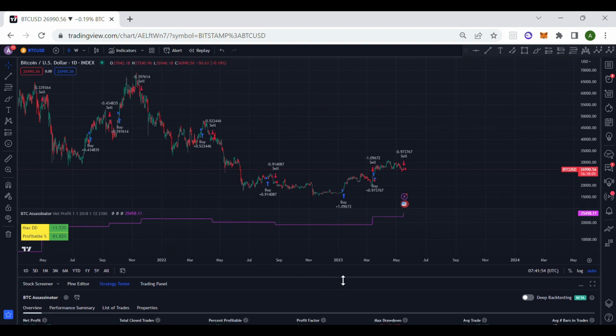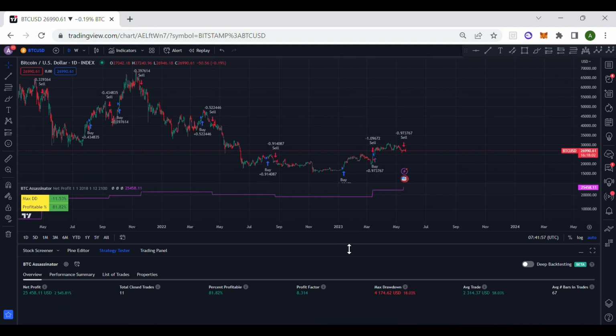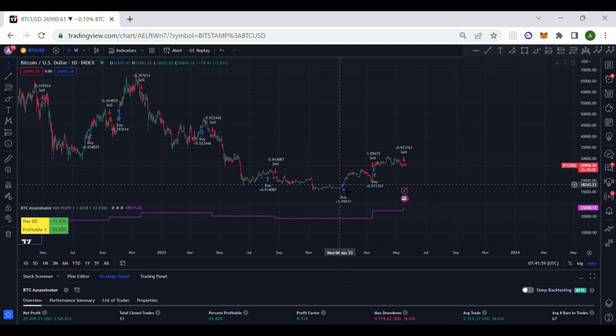And this is the beauty. This is the beauty of trend following. We don't really care for what the market is doing. We just make money and ride the wave of the trend.